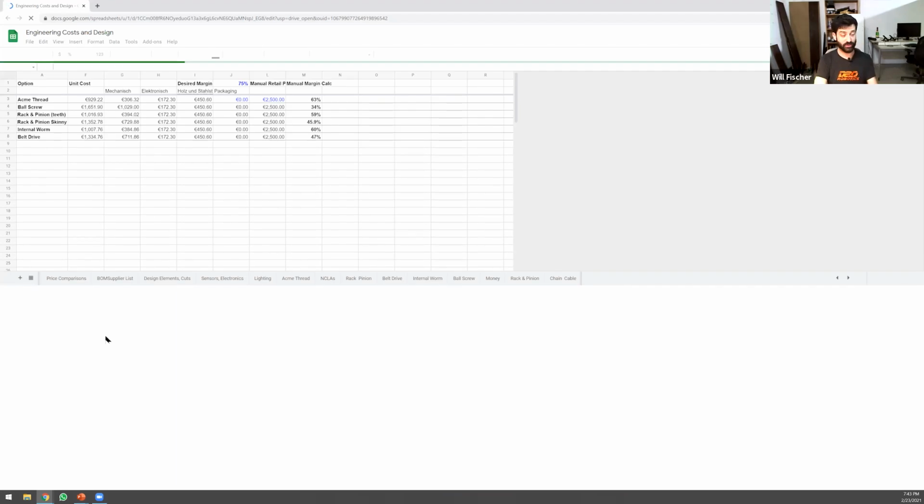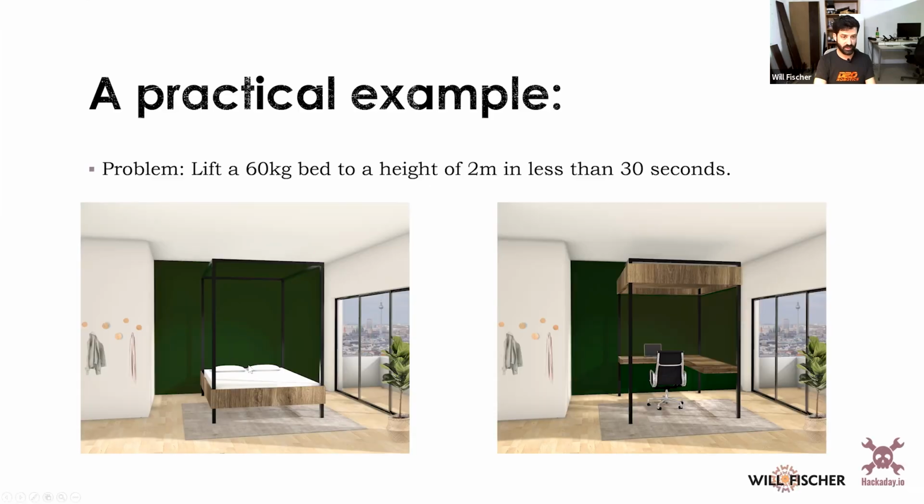Cool. So this is going to load on up. This is a design calculator that I used for a project that I was working on. The project is a bed that lifts from the bottom to the top. So my goal was to specify a system that I could use to move a 60 kilogram bed to a height of 2 meters in less than 30 seconds. And that sounds really fast, but actually 30 seconds is pretty slow.